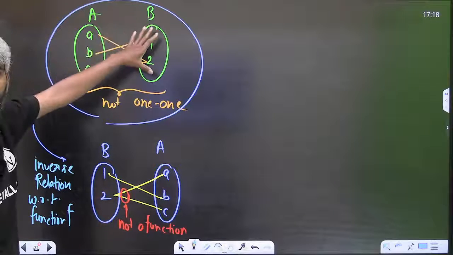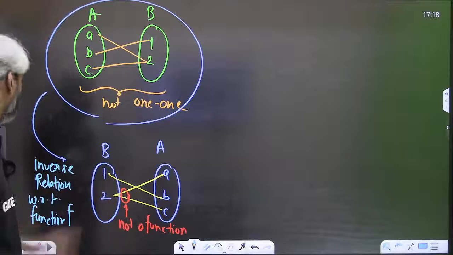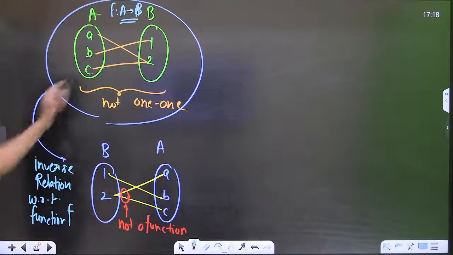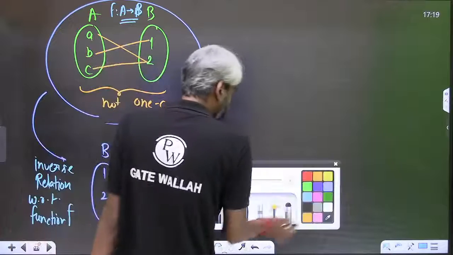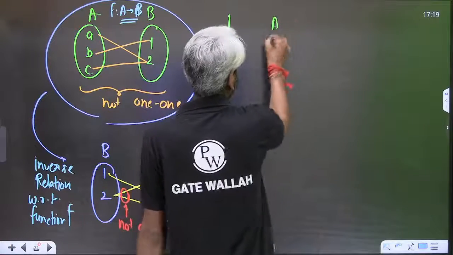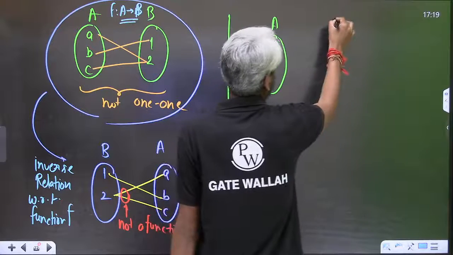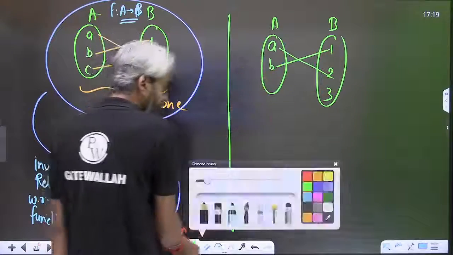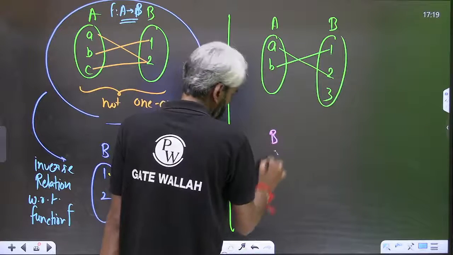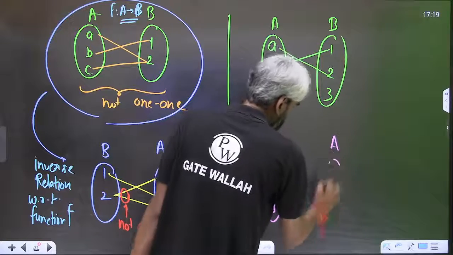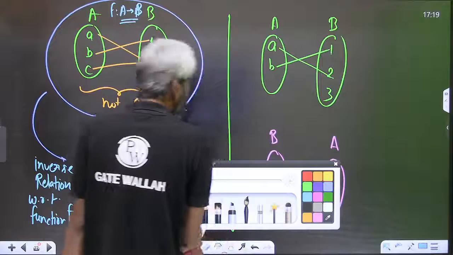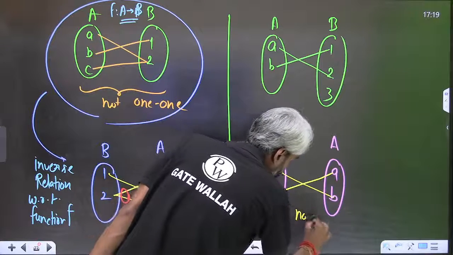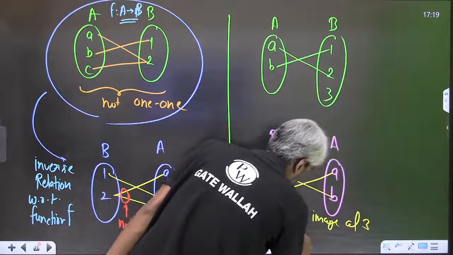So if f is not 1-1, then the inverse relation with respect to f is not a function. Similarly, if f is not onto, what will happen? This is a 1-1 function, but not onto. So 1 will relate with b, 2 will relate with a, and there is no image for 3. Therefore, it is not a function.